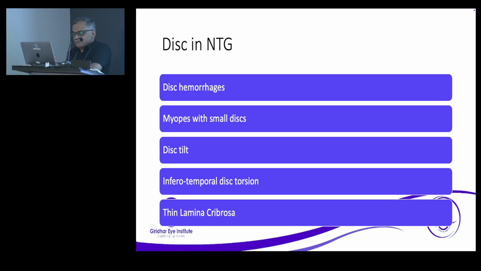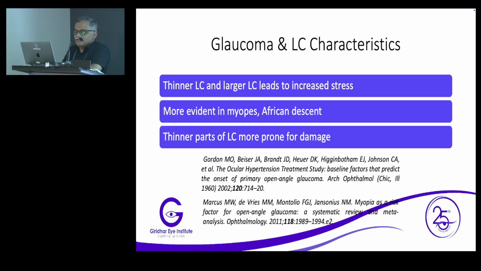Disc tilt. Now, tilt is one edge of the disc being deeper than the other edge. Disc torsion is the upper pole torting, usually it is going to tort temporally. So these discs are more prone for NTG. And thin lamina cribrosa. How do you find a thin lamina cribrosa? You can do an EDI, extended depth imaging on OCT. You can find out theoretically, but you need the software also. So probably not easy to find out.